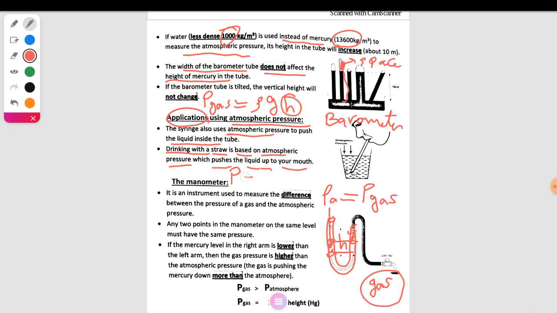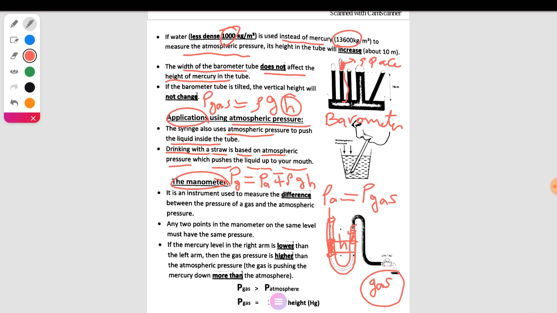So the pressure of gas equals P A plus rho g h. The pressure of the liquid equals the pressure of the liquid plus the pressure of the gas, which is called P A. So total pressure equals P A plus rho g h. When the pressure of the liquid is opposite, P gas equals P A minus rho g h. This apparatus is called a manometer.